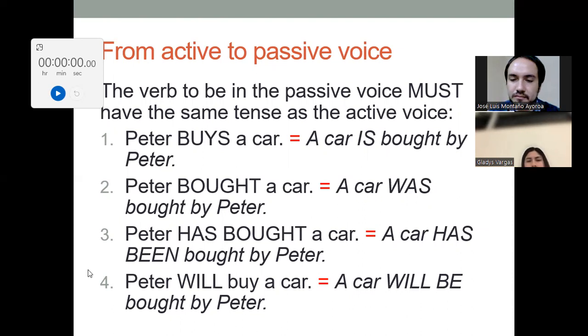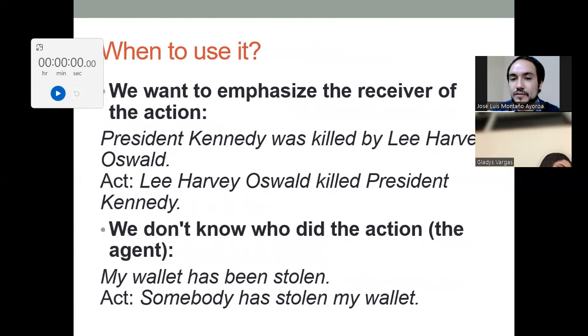Peter will buy a car. A car will be bought by Peter. Okay, thank you. That's again, you see different tenses, then you have to use the same tense, right? If it's present, the verb to be present. If it's past, past. If it's present perfect, present perfect. If it's future, then you use future.